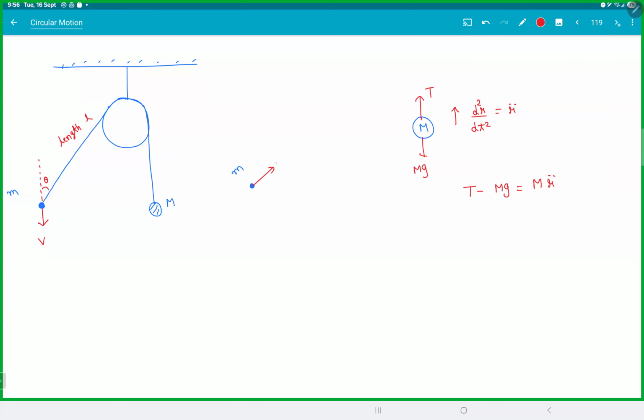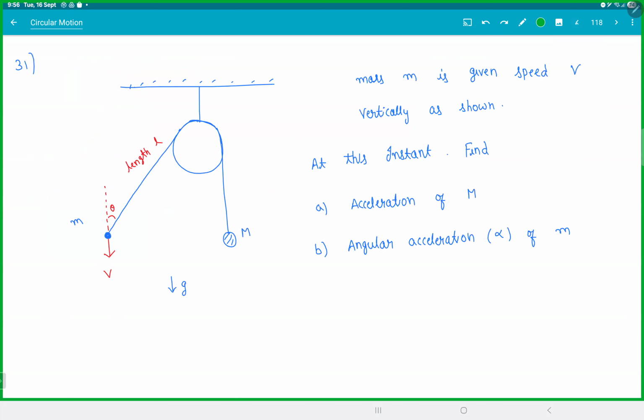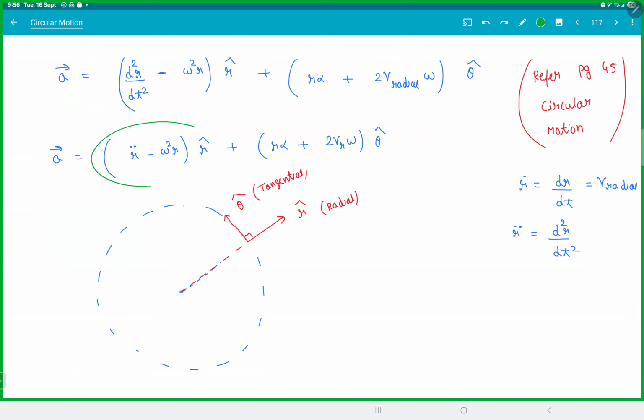What are the forces? Tension, mg, and in this direction, the radial acceleration. What is your radial acceleration? This was the formula, isn't it? R double dot minus omega square R.